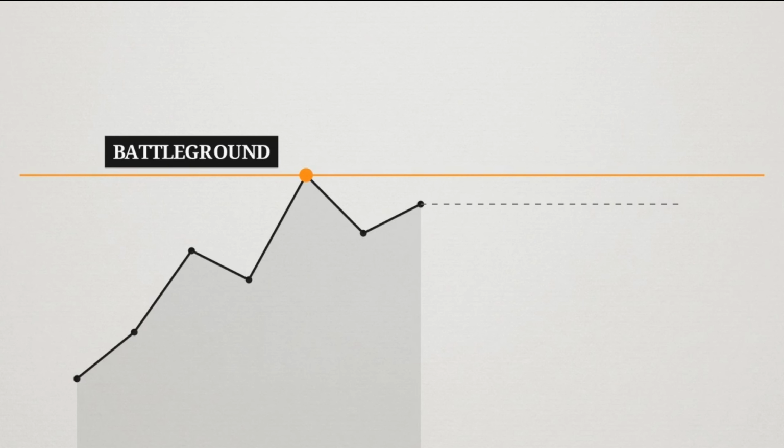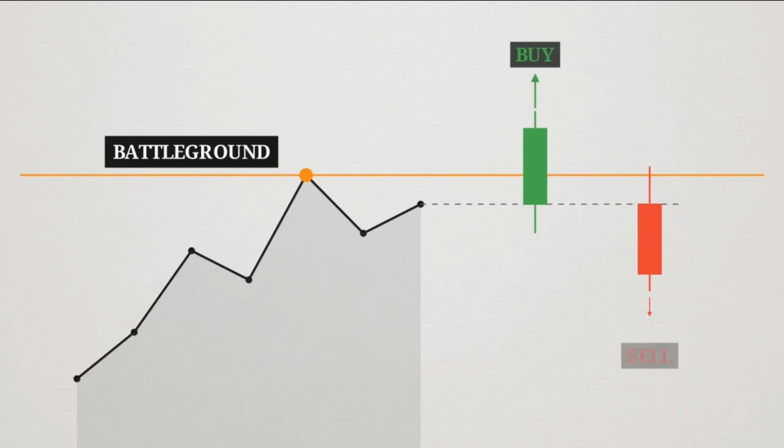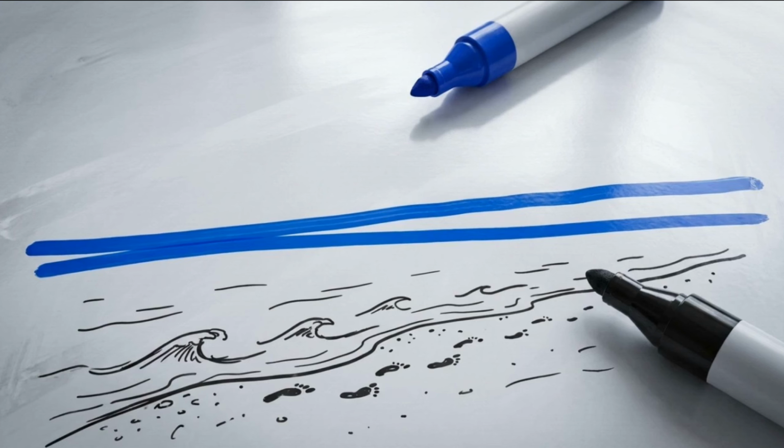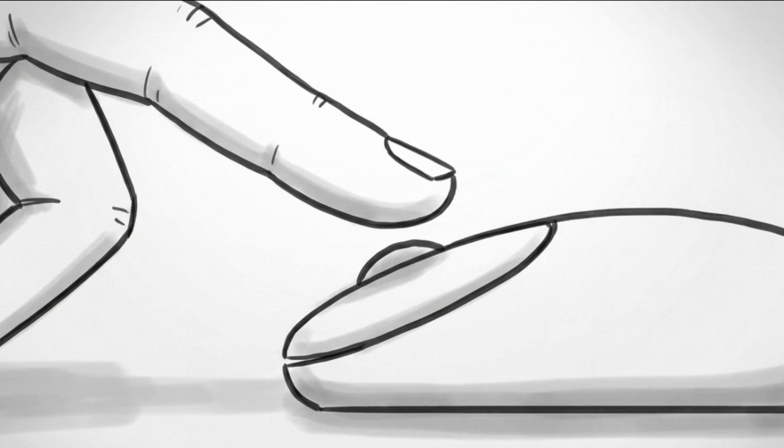This line establishes our conditional logic. Closing above it signals a buy, while failing to break it signals a short sell. Without establishing this rigid line in the sand first, any analysis of a single candle's movement is completely unanchored and meaningless.